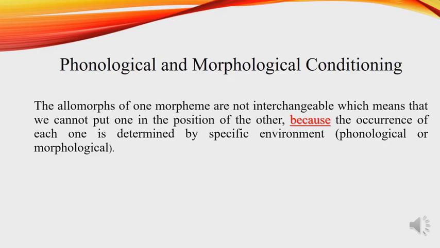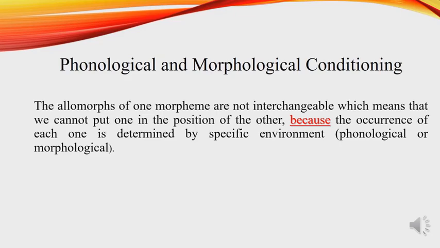In the previous lecture, we talked about the allomorphs, and we've said that the allomorph is the phonemic form of a morpheme, and each morpheme has at least one allomorph. But there are morphemes that have more than one allomorph. Today's lecture is about these morphemes which have more than one allomorph, and we are going to talk about the reasons why we use one of these allomorphs and we cannot use the other.